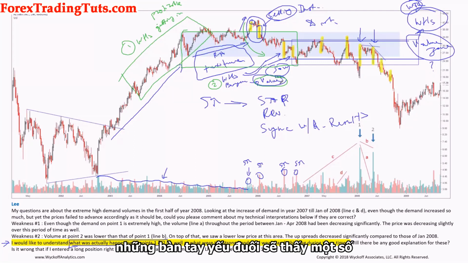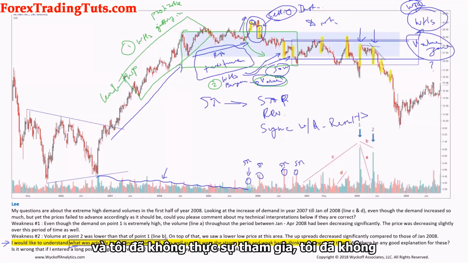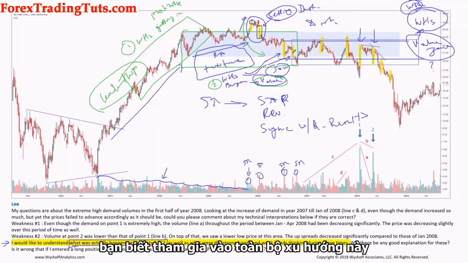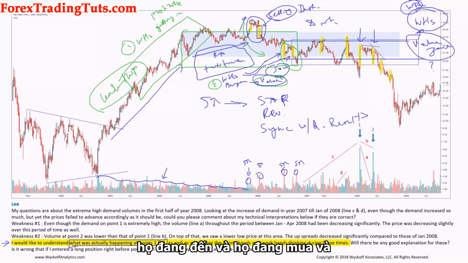The weak hands are going to see some value, and they're going to say, this was a leadership stock, and I didn't participate in this whole trend, but now that we are at the support, this is where I'm going to come in and buy. That's how they see value at this spot. They're coming in and buying, and because they don't have a lot of strength behind it, the rally that is being produced is not that great.